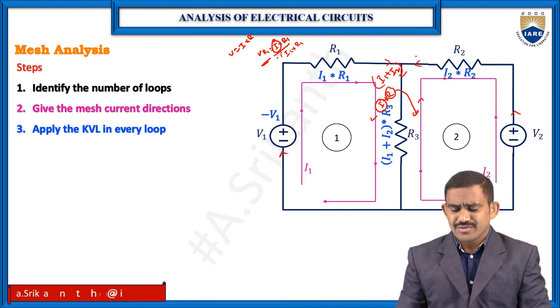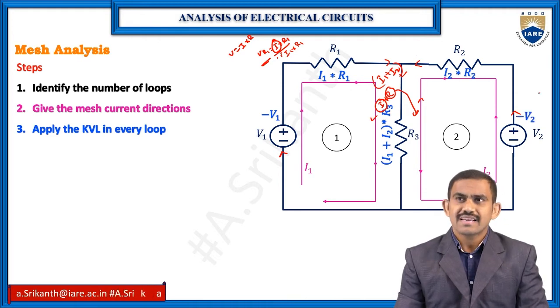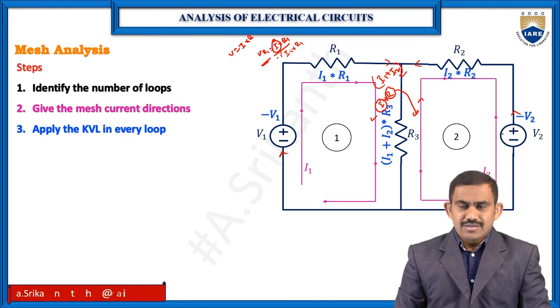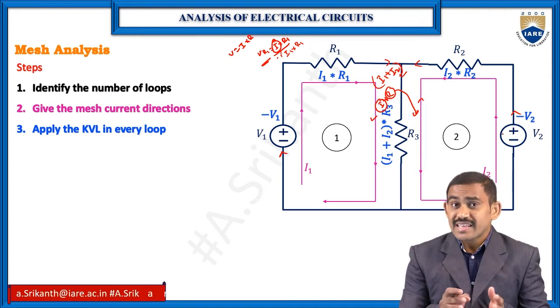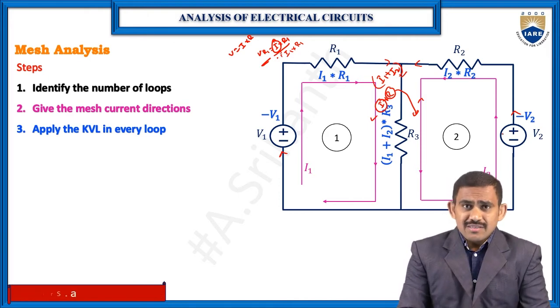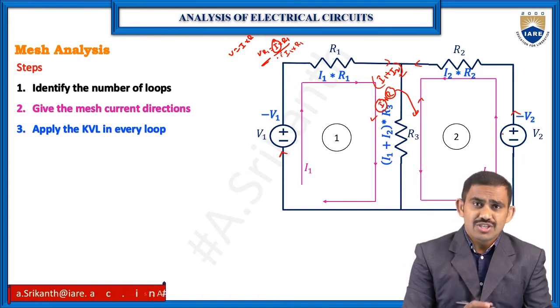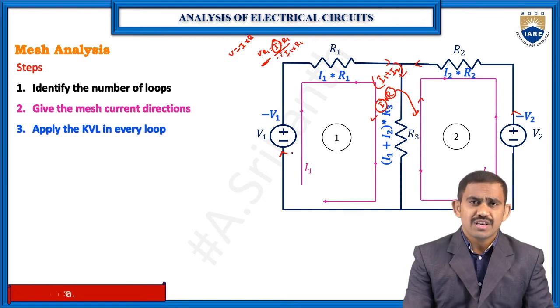Coming to the voltage source V2, the current direction is upward. So you will get minus V2 volts. Okay. So these are the voltage drops across each element. Then write the equation for each loop. At loop 1, write the equation using KVL, and loop 2 also write the equation using Kirchhoff's voltage law. Then the voltage drops in these loops equal 0.